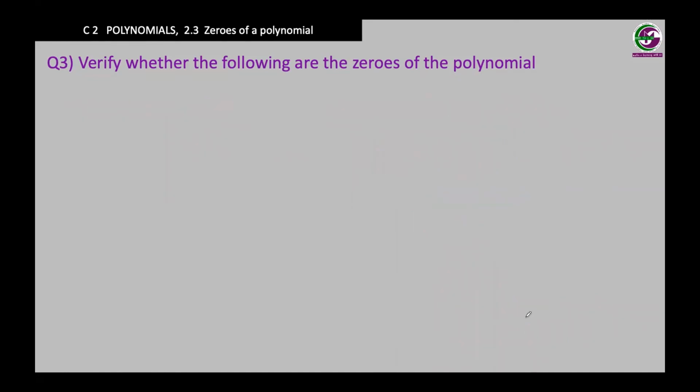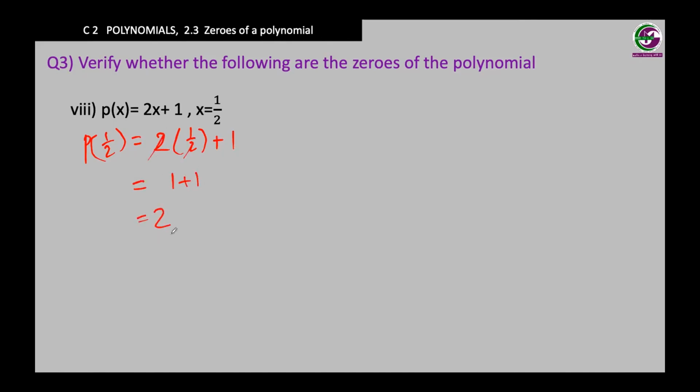Okay, now let's move on to question 8. We have to replace by the value 1 by 2. So P of 1 by 2 is equal to 2 bracket 1 by 2, 2 times 1 by 2 plus 1, which is equal to, this 2 and this 2 get cancelled, 1 plus 1. This is also not equal to 0. So we say that 1 by 2 is not a root. We can say in both the ways. It's not a 0 of the polynomial, 0 of P of x, or it is not a root of the polynomial.